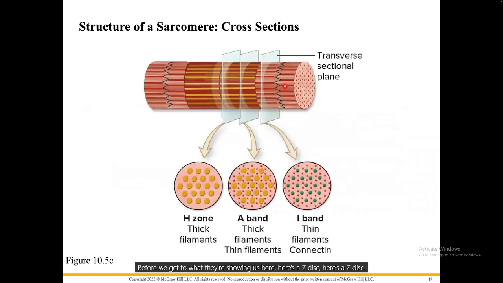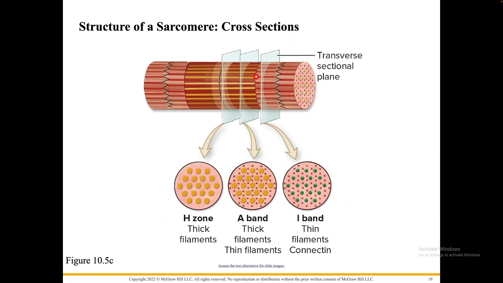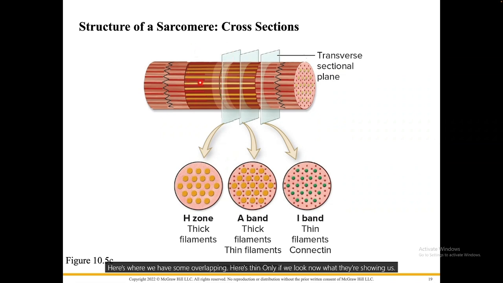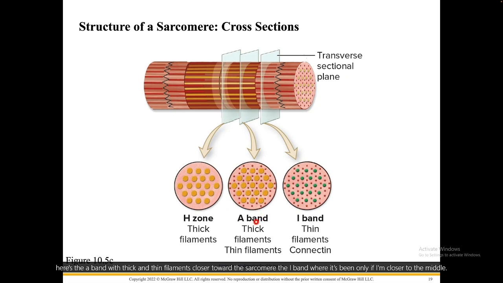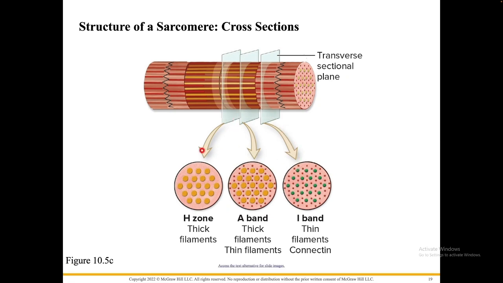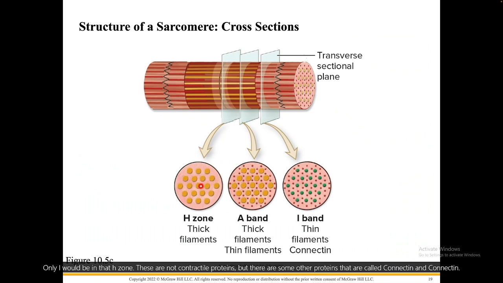Before we get to what they're showing us here, here's a Z disc. Here's a Z disc. So that's one sarcomere. Here's the middle of it, that M line. Here's where we have some overlapping. Here's thin only. If we look at what they're showing us, here's the A band with thick and thin filaments. Closer toward the sarcomere end is the I band where it's thin only. Closer to that midline where I'm thick only, I would be in that H zone.